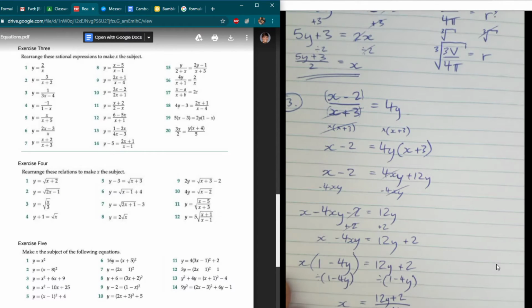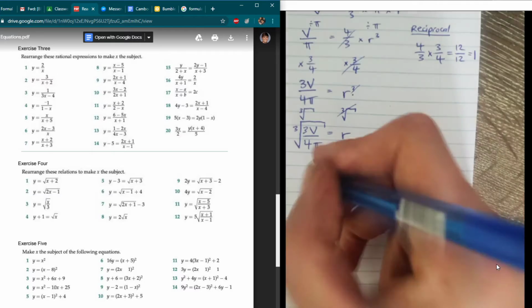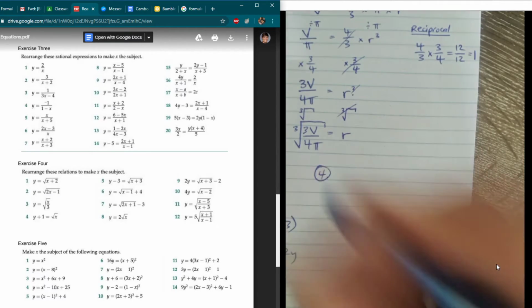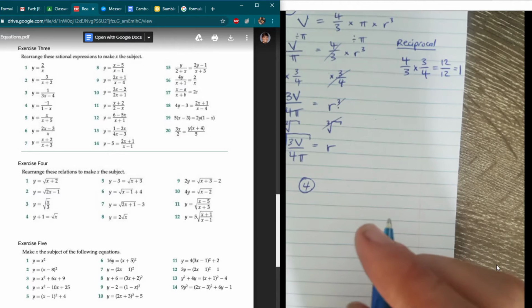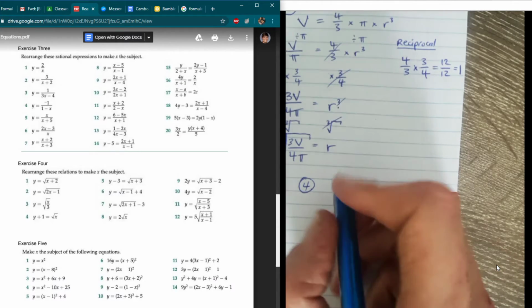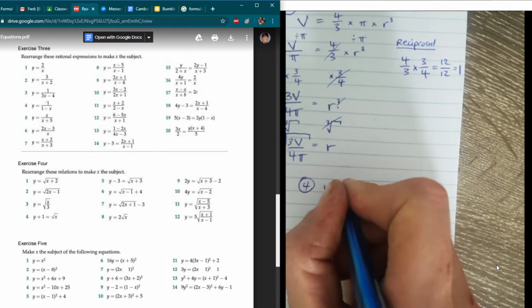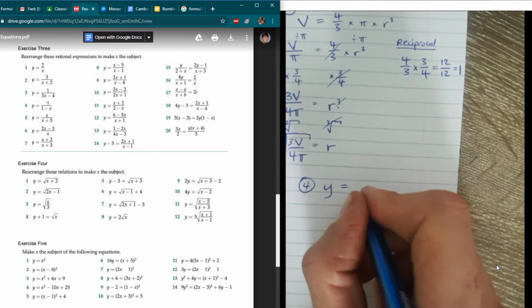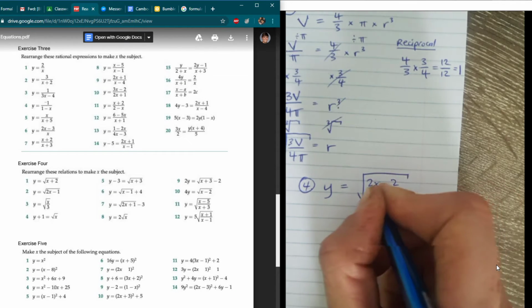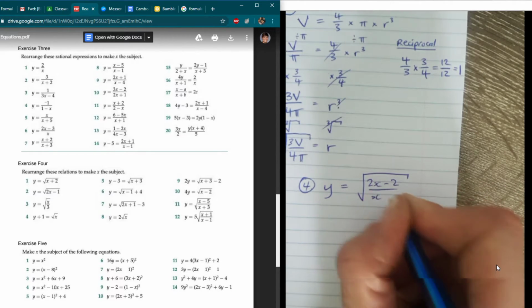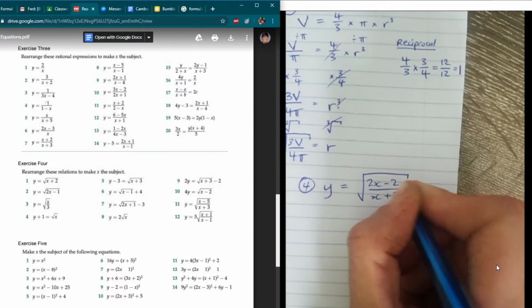What about exercise 4? Let's get an example going for that. Exercise 4. So the difference with these ones is that you're dealing with a lot of roots. So I've got the most complicated root I could think of quickly. I got 2x minus 2 on the top and an x plus 3 on the bottom. I know that's going to be annoying for later, and that's why I picked it.